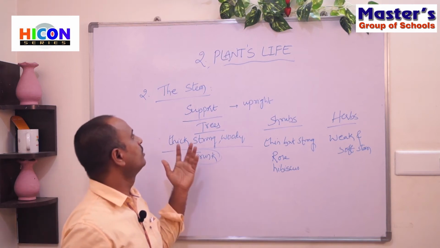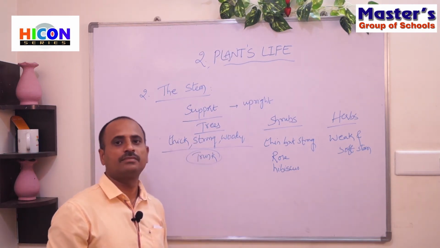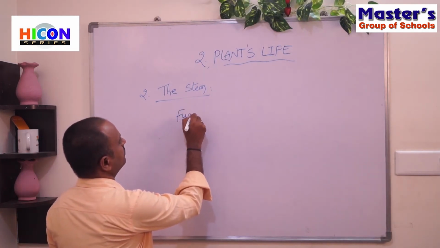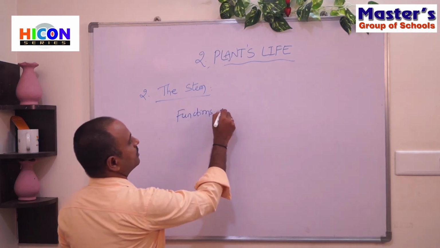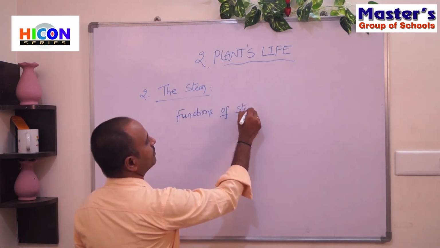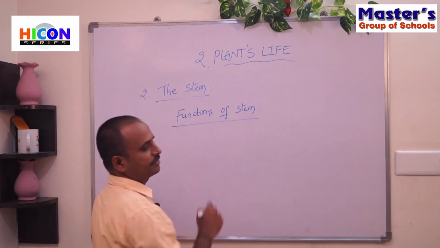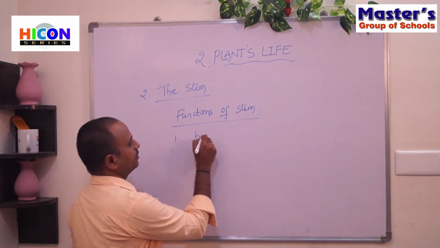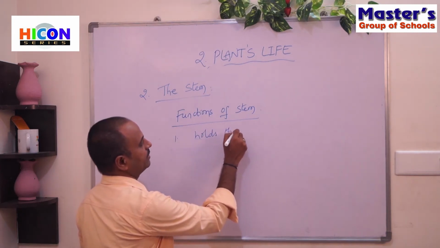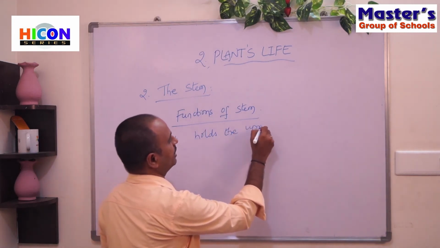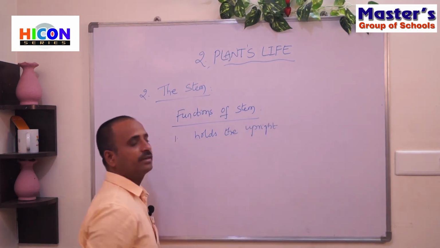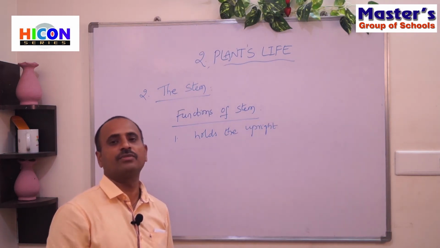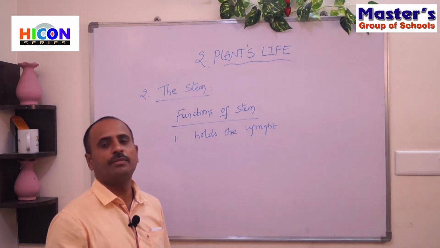Now we will learn about the functions of the stem. So what are the functions of the stem? The first function is that the stem holds the plant upright. That means the stem gives support to the plant and prevents the plant from bending or falling down.